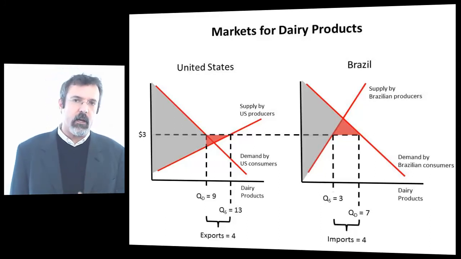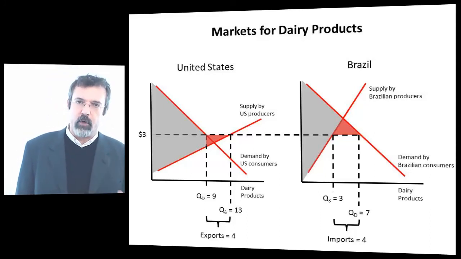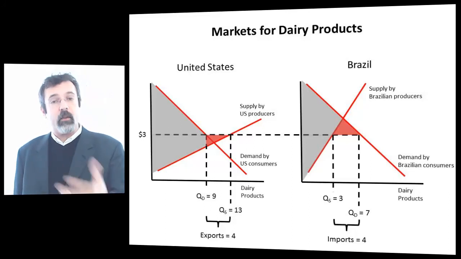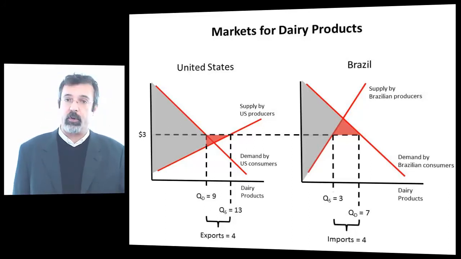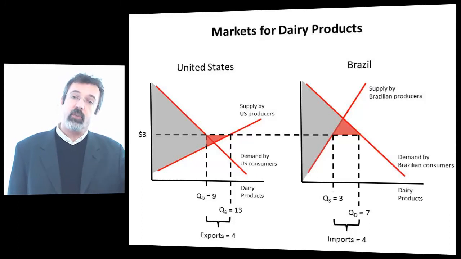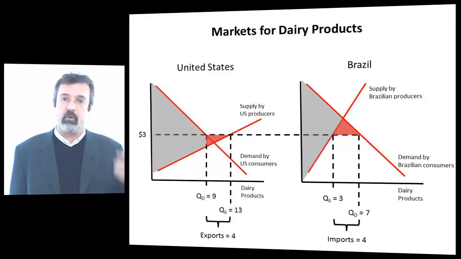And in this scenario, the Americans are exporting a product to the Brazilians. In other markets, the Brazilians are exporting products to the Americans, and in those markets, again, both the Brazilians and the Americans end up with greater market surplus than they'd have in autarky. The conclusion here is that trade is not a zero-sum game. Both societies benefit from the trade.